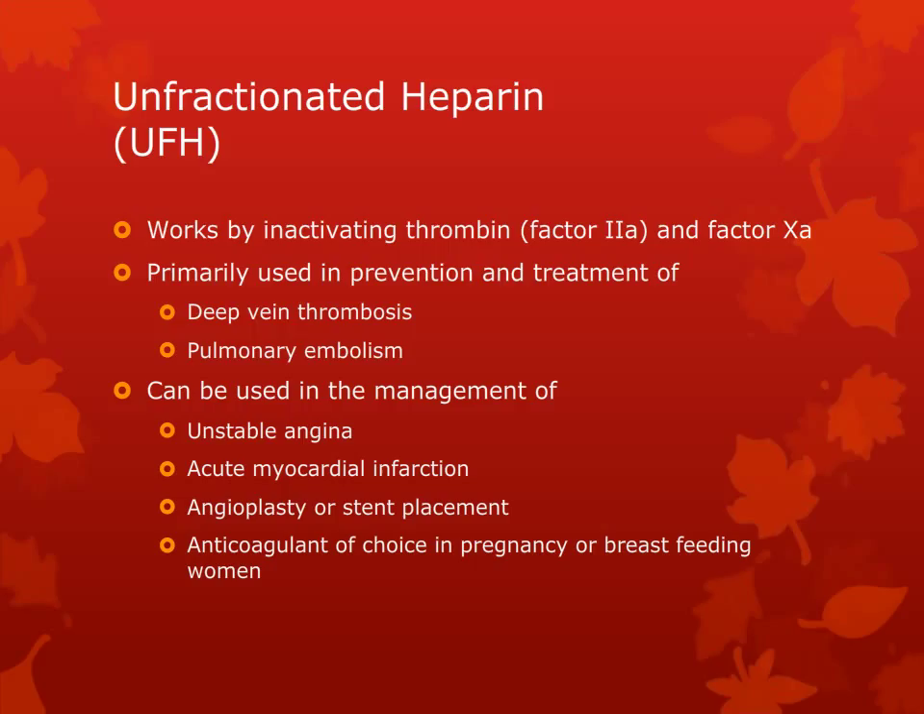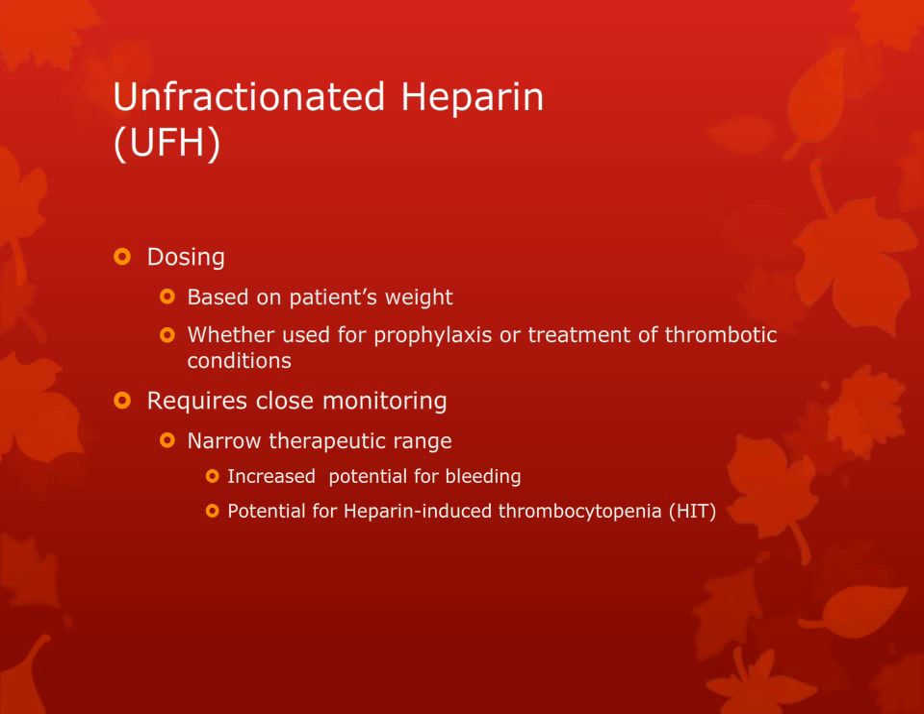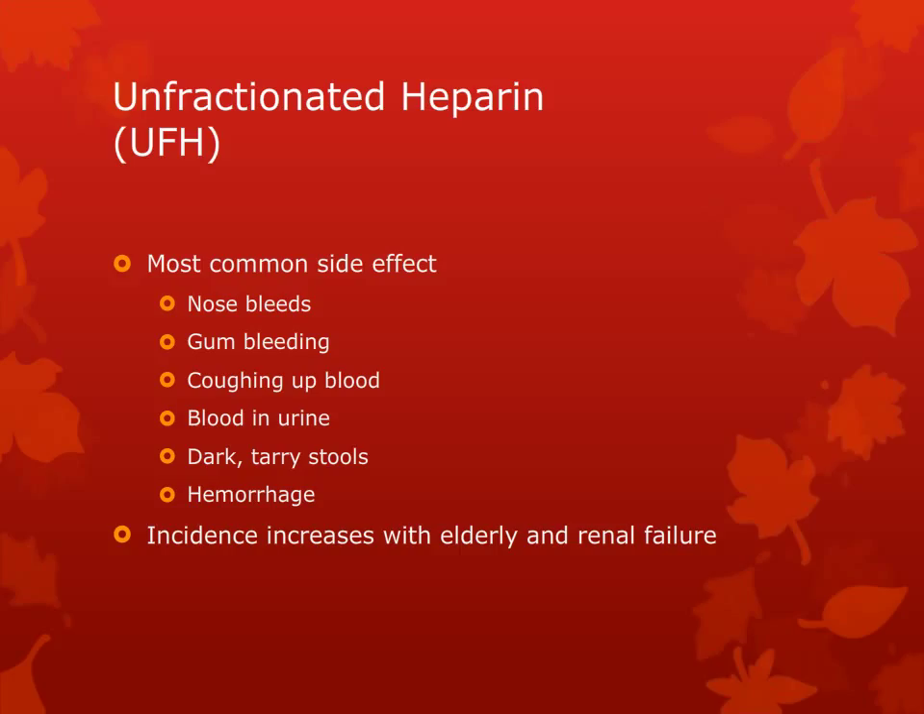It can be used in the management of unstable angina, acute myocardial infarction, angioplasty or stent placement, and is the anticoagulant of choice in pregnancy or breastfeeding women. Dosing is based on the patient's weight, whether used for prophylaxis or the treatment of thrombotic conditions. It requires close monitoring and has a narrow therapeutic range, with an increased potential for bleeding and a potential for heparin-induced thrombocytopenia, HIT. The most common side effects are nosebleeds, gum bleeding, coughing up blood, blood in the urine, dark tarry stools, and hemorrhage. These incidents increase with the elderly and renal failure.